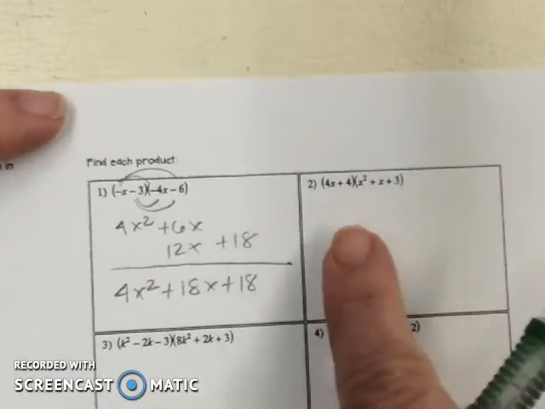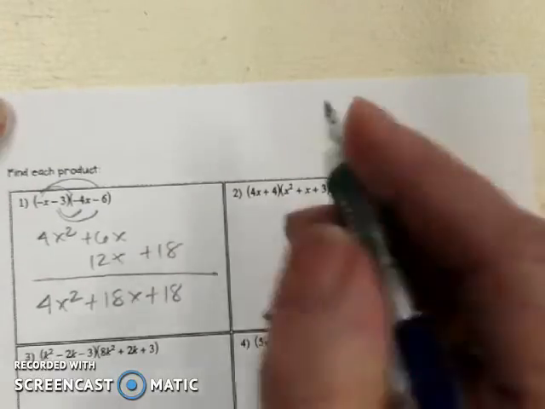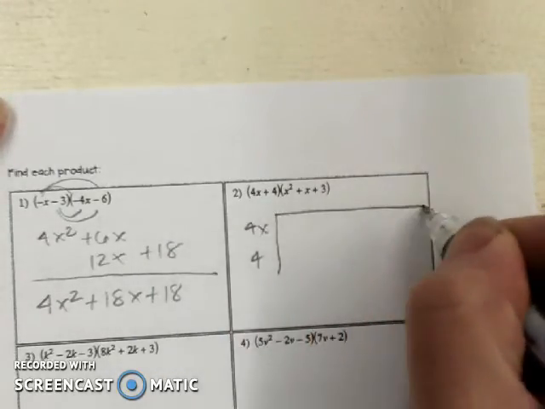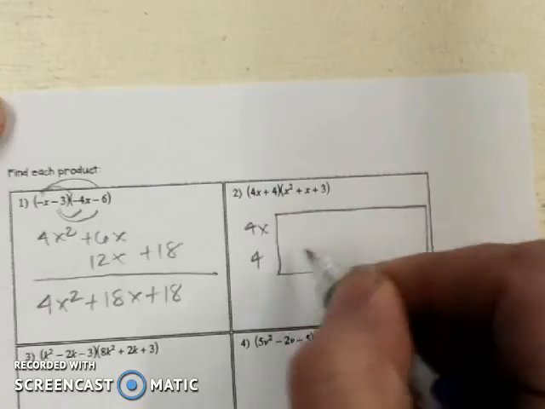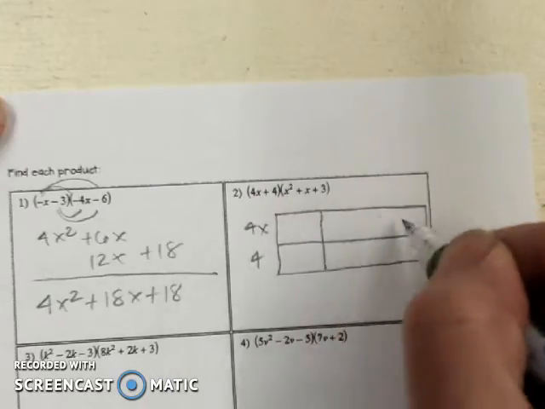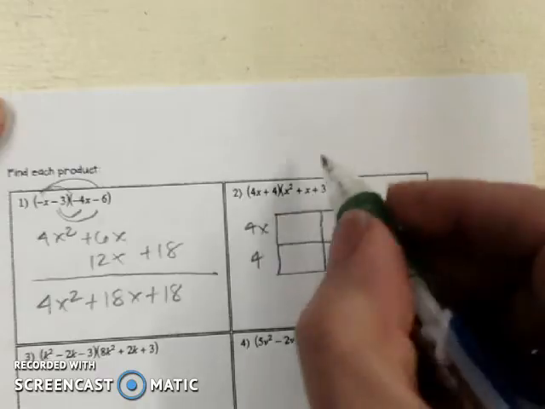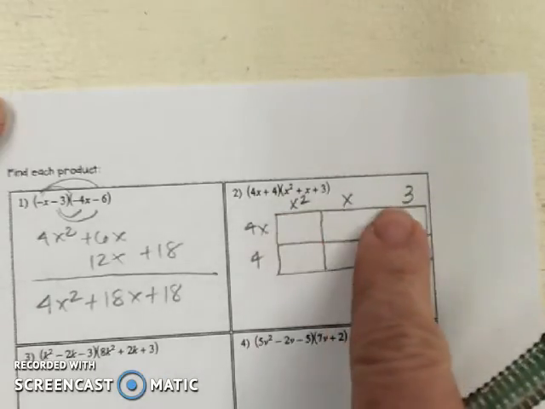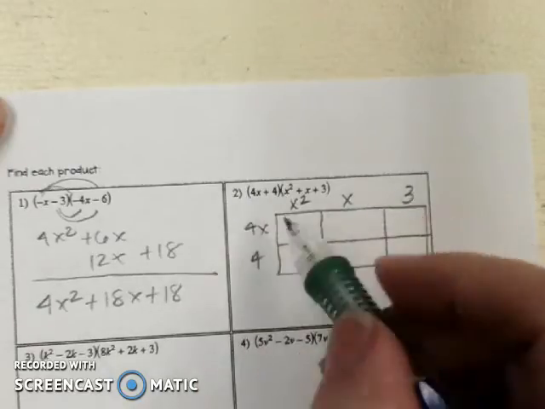If it's a binomial times a trinomial, I'm not going to lie, I like the box method. The box method is good if you have trouble organizing and you need a way to keep stuff all grouped like it's supposed to be. So x squared, x, and 3, it's already in standard form.